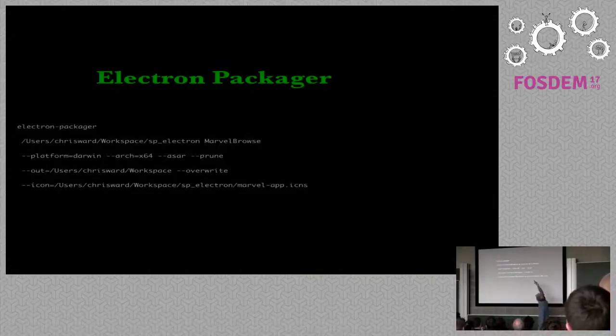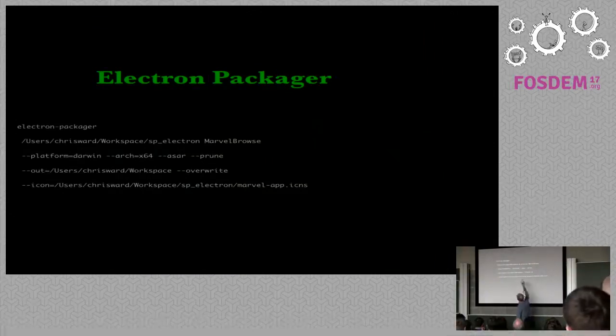So here we set the location of the code, we give the application a name, we set the platforms and the architecture, and you can just do all, and it will package for 32, 64-bit Linux, 32, 64-bit Windows, 32, 64-bit Mac, if there are any 32-bit Macs anymore, I'm not sure. Or you can do all.